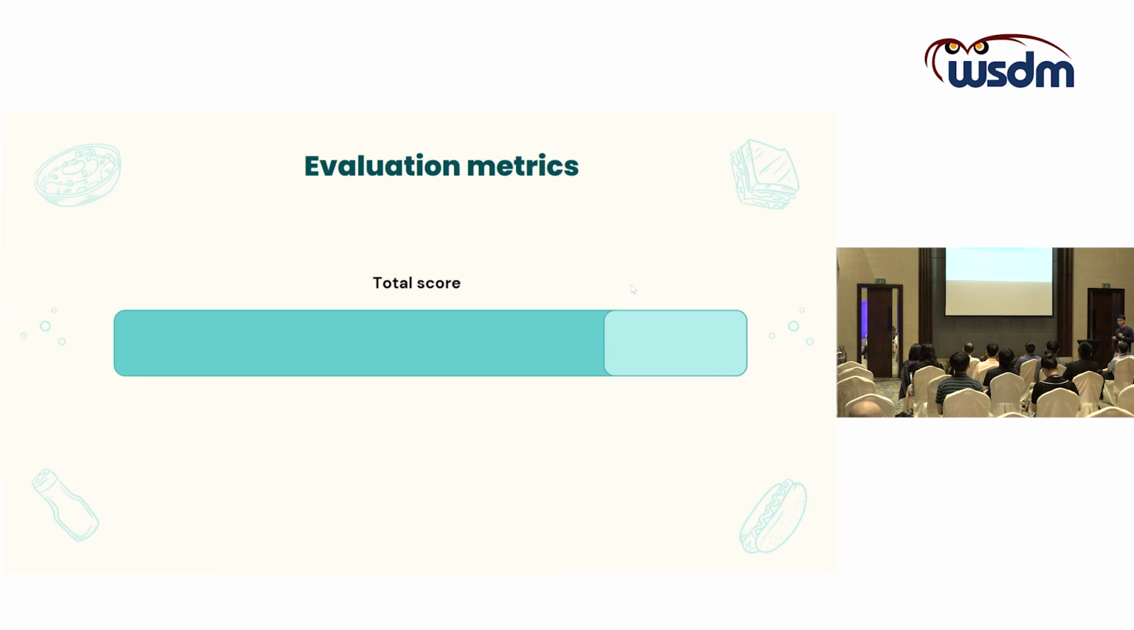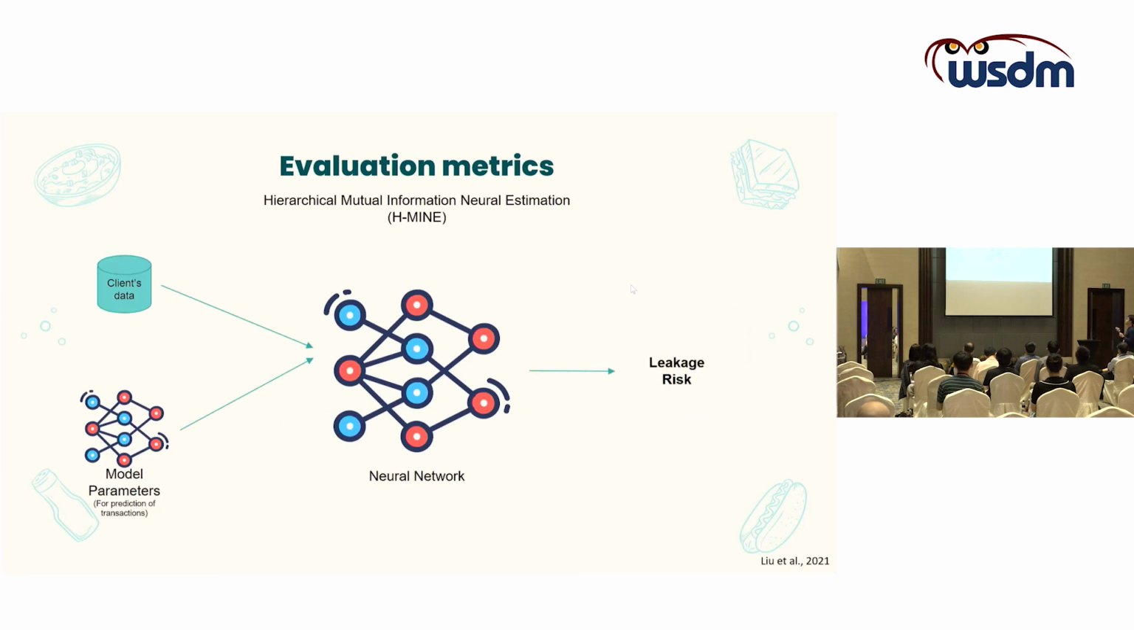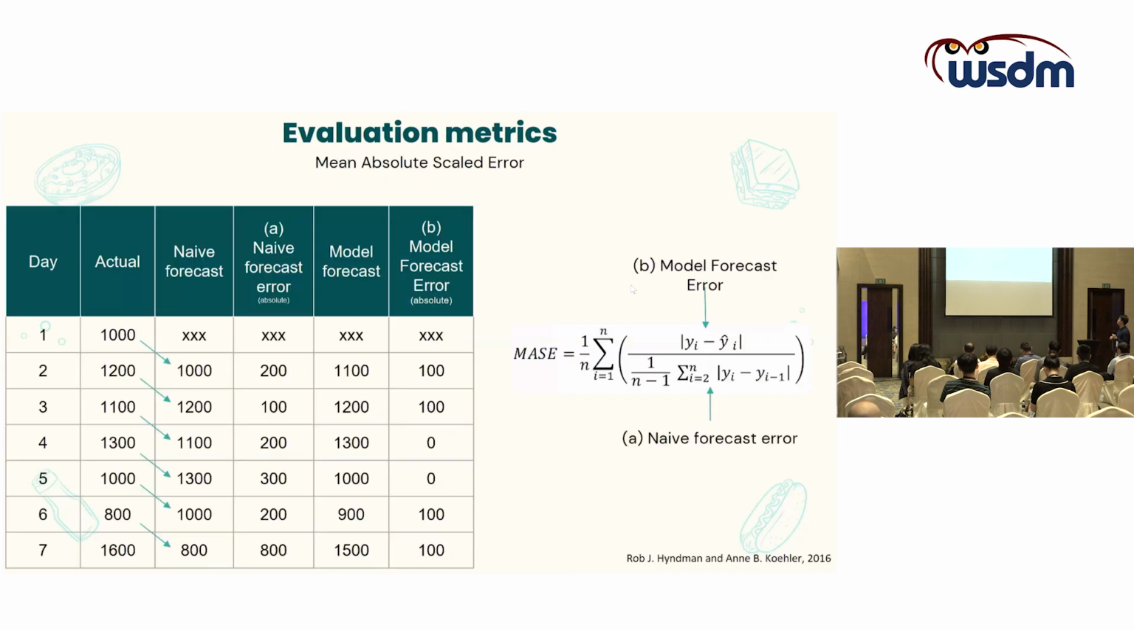The evaluation metric should comprise not just the accuracy of the model, but also the risk of leaking the customer data. So we propose a combination of these two main categories. Starting with leakage risk, we propose using hierarchical mutual information neural estimation, in short HMI. What it does is estimate the mutual information between the client data and the model parameters that are sent to the global model. That can be an indicator of how much risk there is whenever a client sends the weights to the global model. It can be combined with an accuracy metric like mean absolute scaled error.